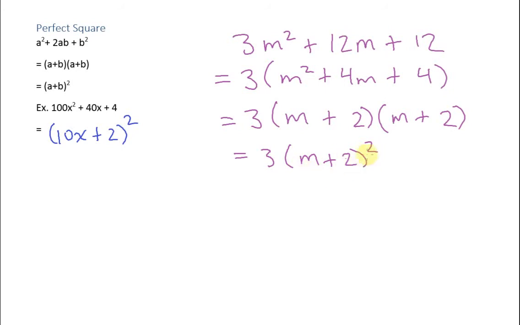So in this case, m squared times 3, 3m squared. My middle terms, 2m and 2m is 4m times 3, 12m. Checks out. My last term is 2 times 2 is 4, times 3 is 12. That checks out. Perfect. So the only kind of question we didn't do is one with negatives. And it's possible for this perfect square pattern to have negatives. So let's do a question like that.